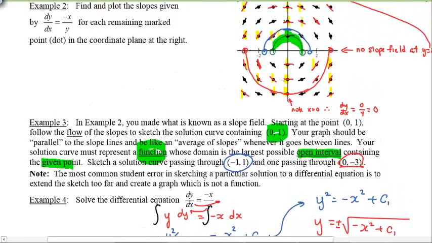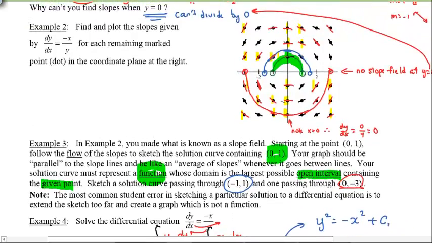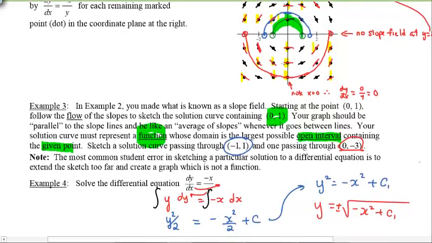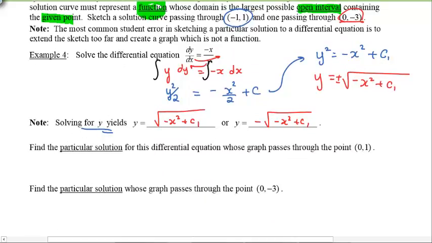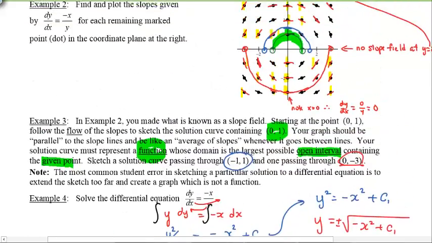And notice on my picture here, I've drawn 3 particular curves, the green one, the blue one, the red one, because of the idea of these 3 points. All right, so let's find the particular solution for this differential equation that passes through 0, 1. That was the one in green.